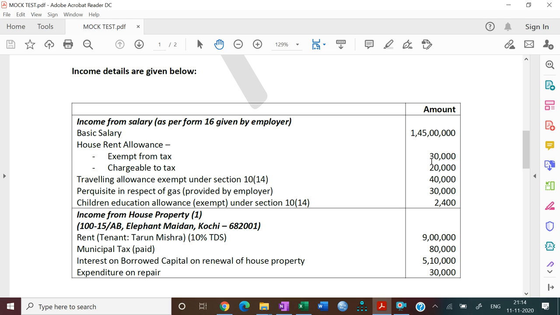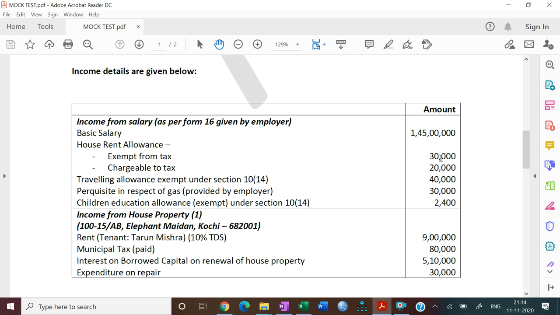Okay, so the amount received will be the summation of the exempt as well as the taxable amount. So if we add both these amounts, we will get 50,000. That means the assessee received 50,000 as house rent allowance, and out of 50,000, the taxable amount is 20,000 and the exempt amount is 30,000.